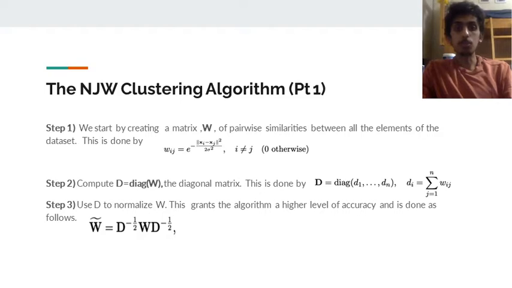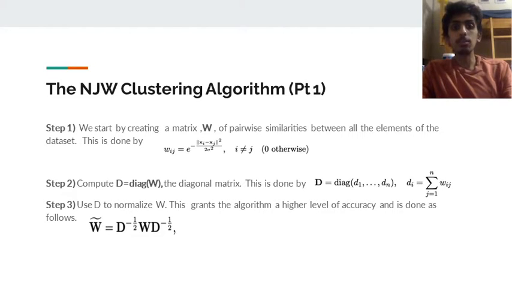In the first step, we start by creating a similarity matrix W between all the different players. This is done by the formula shown on the slide. The similarity between player i and player j is given by this complex formula, and the similarity between a player and itself is given by 0.